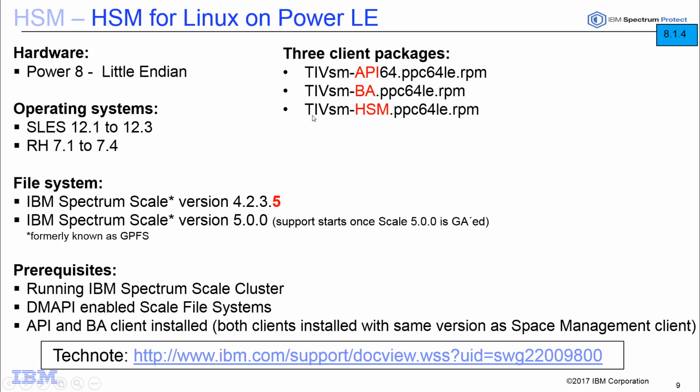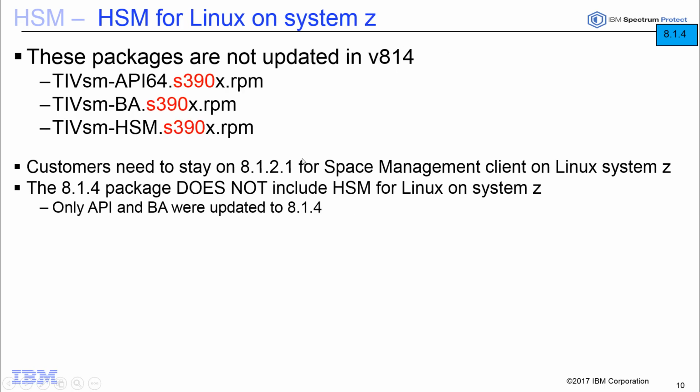And these are the three packages that will be utilized for Power 8 Little Endian. As you can see, there's the HSM package, as well as our backup archive client and our API. There is a tech note that documents everything on this. You can check that out as well. One thing to note is if you are running HSM for Linux on System Z, the version 8.1.4 package did not update the HSM. So you would want to stay at 8.1.2 for Linux System Z HSM.